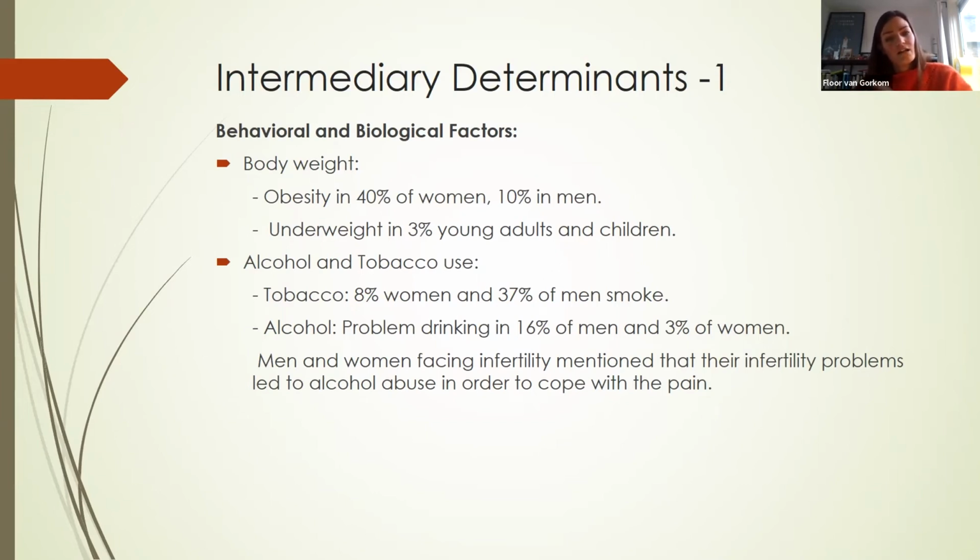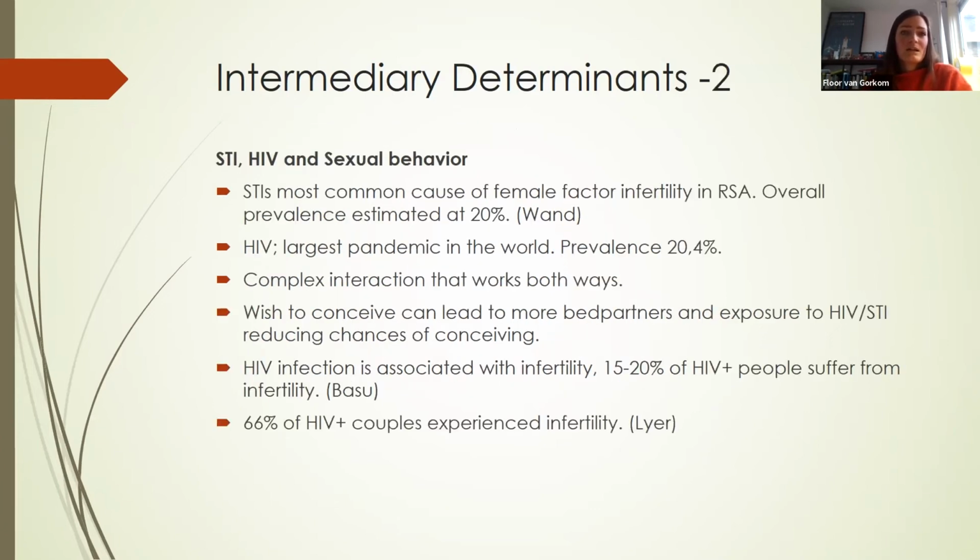Also, once people face infertility, they use alcohol as a way of coping. And therefore you already have infertility, you start using more alcohol, and your chances of conceiving reduce even further. So this is also an important factor. And then most important in South Africa, I think, are sexually transmitted infections, HIV, and sexual behavior. That is also a topic in the third column of the framework.